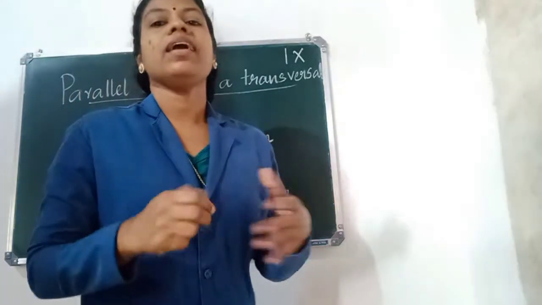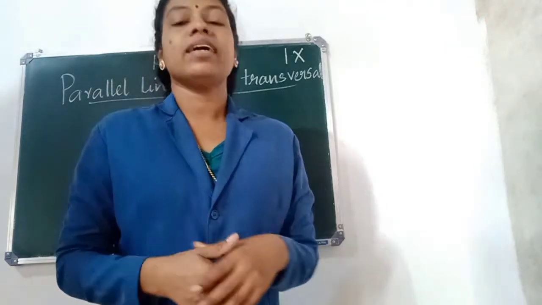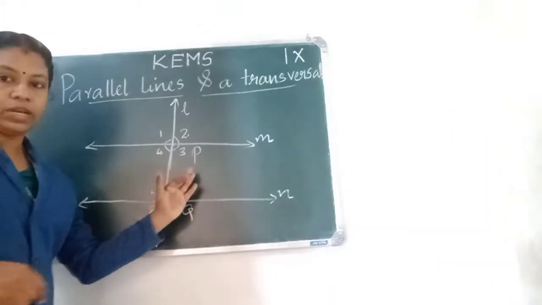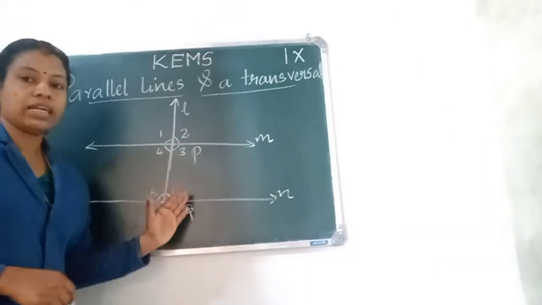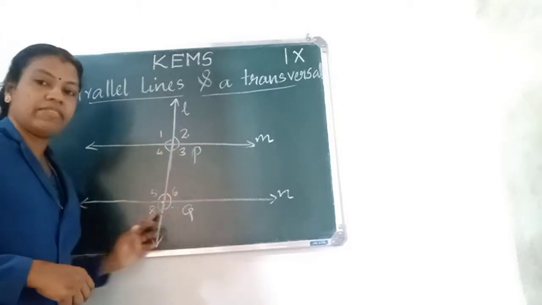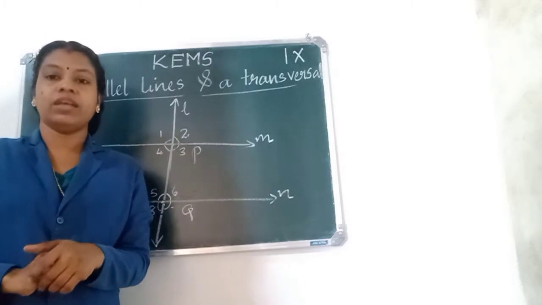Okay, let us name these angles. Look here. Angles are marked as numbers 1, 2, 3, 4, 5, 6, 7, 8. Total 8 angles are formed here.